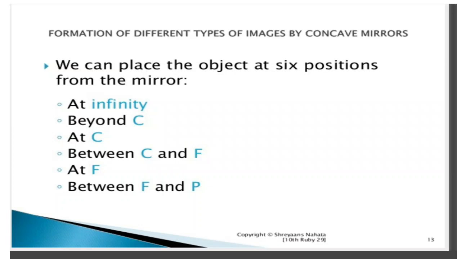To recap, rule 1: when a light ray is parallel to the principal axis, it passes through the focus. Rule 2: if a light ray passes through the center of curvature of either a concave or a convex mirror, it reflects back along the same path. The third rule: a ray of light passing through the focus of a concave mirror converges at the focus, and for a convex mirror it is parallel to the principal axis after reflection.